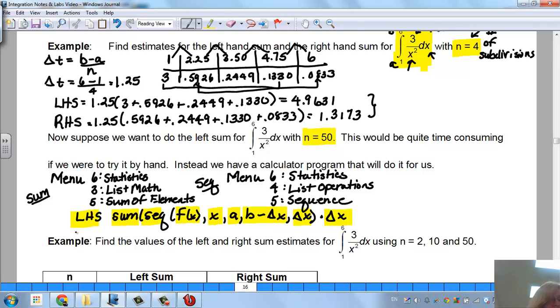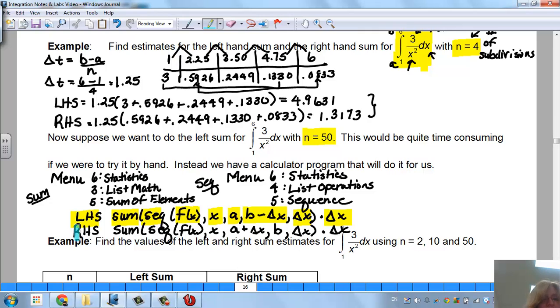Let's do our right-hand sum. Our right-hand sum is very similar. It's going to look like this. Sum, sequence, same function, in terms of x. Now here's where the change is. When you do the right-hand sum, you start 1 over, so it's going to be a plus delta x, comma, then you're going to end at b, all the way to the end, delta x times delta x.